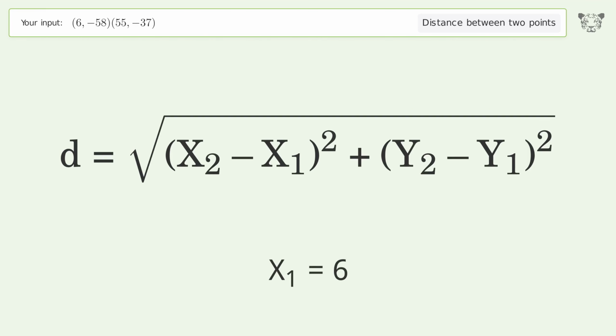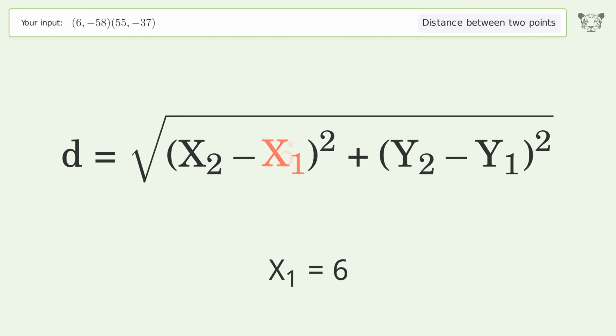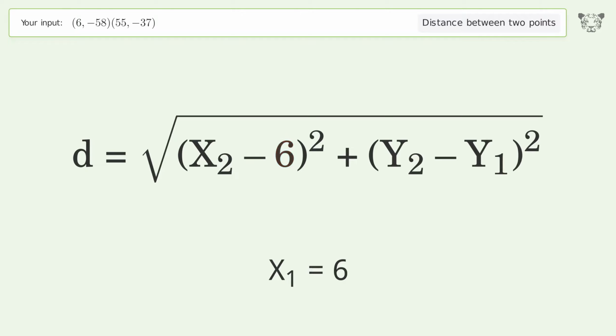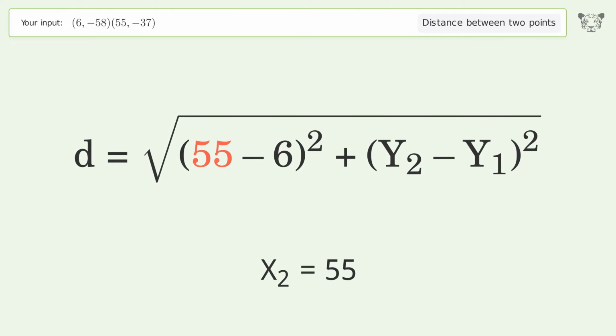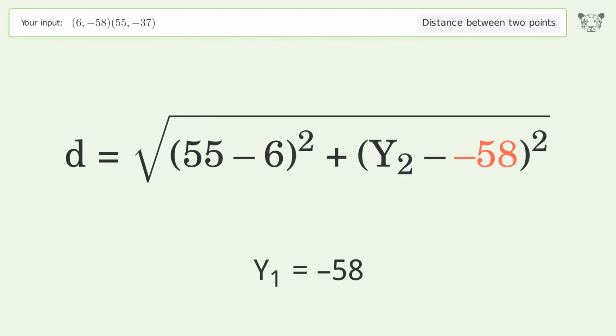x1 equals 6. x2 equals 55. y1 equals negative 58. y2 equals negative 37.